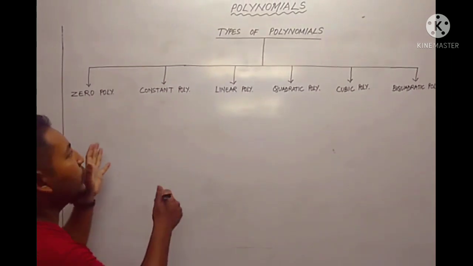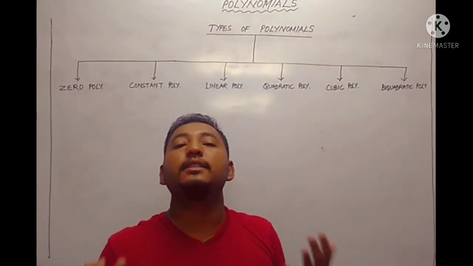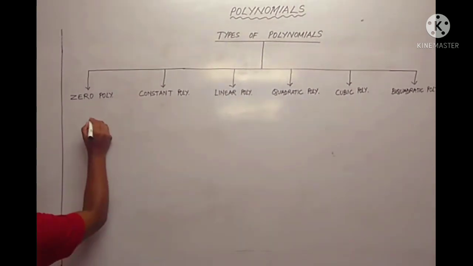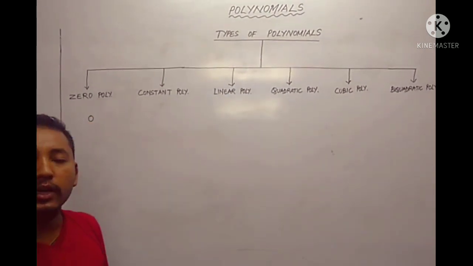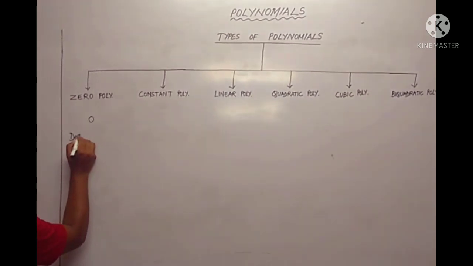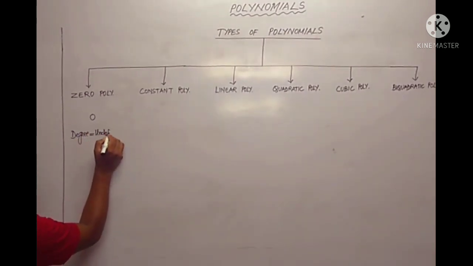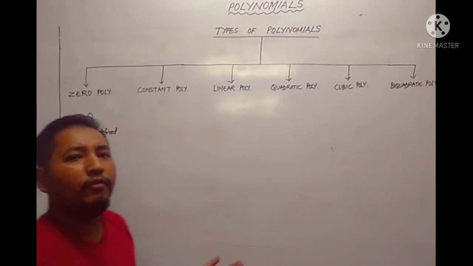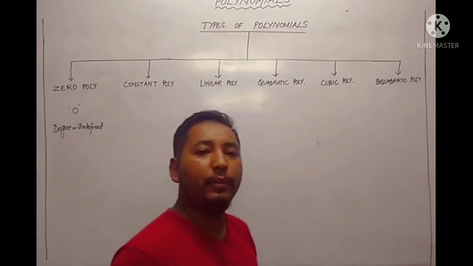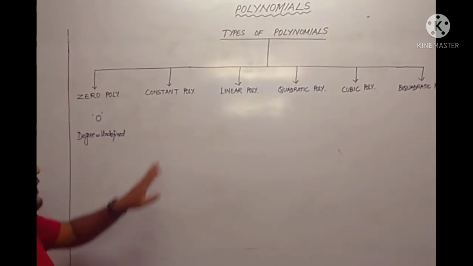Now let us understand individually. What is a zero polynomial? The name itself suggests it is zero. A polynomial which consists only of 0 is called a zero polynomial. And the degree of this zero polynomial is undefined. We don't know what the degree is. So a zero polynomial means a polynomial which consists only of 0. That's it.